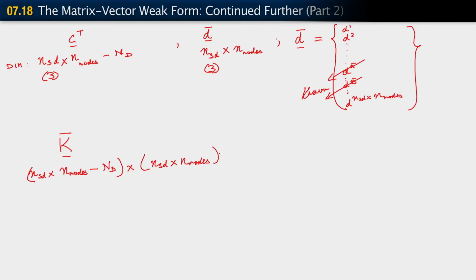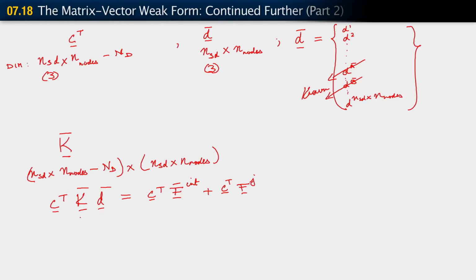Okay, so K bar is not a square matrix. It's a rectangular matrix. So the situation that we have now is C transpose K bar D bar equals C transpose F bar internal plus C transpose F J. Well, some of the degrees of freedom in D bar are already known, and those are the ones that are known.